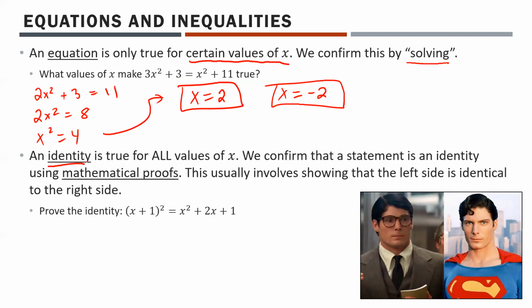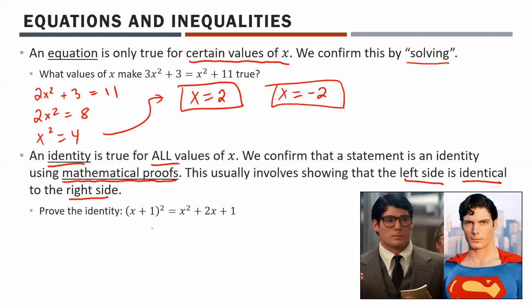An identity, as you may have already guessed, is true for all values of x. No matter what you plug into it, it's going to be true on both sides of that identity. Now, we can confirm that a statement is an identity using a concept called mathematical proofs, which is what we're really going to get into tomorrow. But basically, the most simple definition of a mathematical proof is that it involves showing that the left side is identical, so totally the same thing, as the right side. As time goes on, we're going to go into this a little bit more in detail, of course.